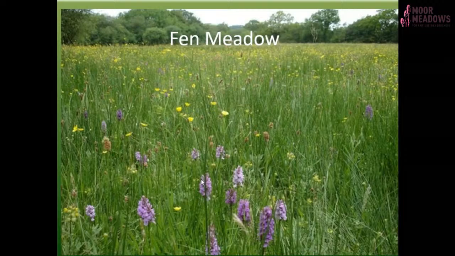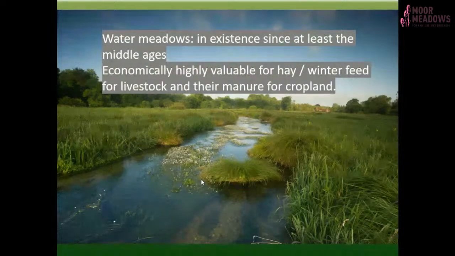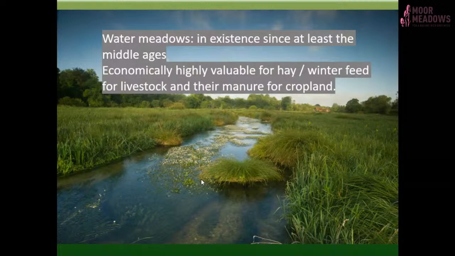And another meadow type is the water meadows. Again, meadows of river valleys and stream valleys, water meadows have been in existence since at least the 16th century, the Middle Ages. They were amongst the most economically valuable parts of the farmland because the meadows were flooded during the winter months. Organic-rich silt was brought in and flooded onto these meadows, which fertilized them, and they provided a consistently good hay crop, which in turn was fed to the livestock. And the livestock then produced manures, which fertilized the cropland.